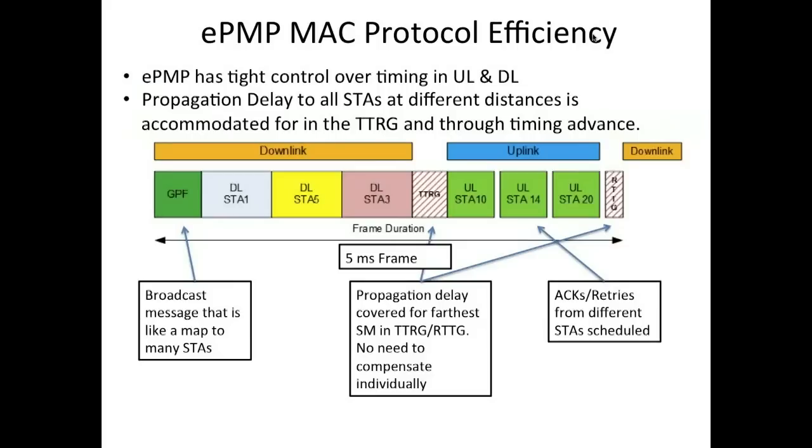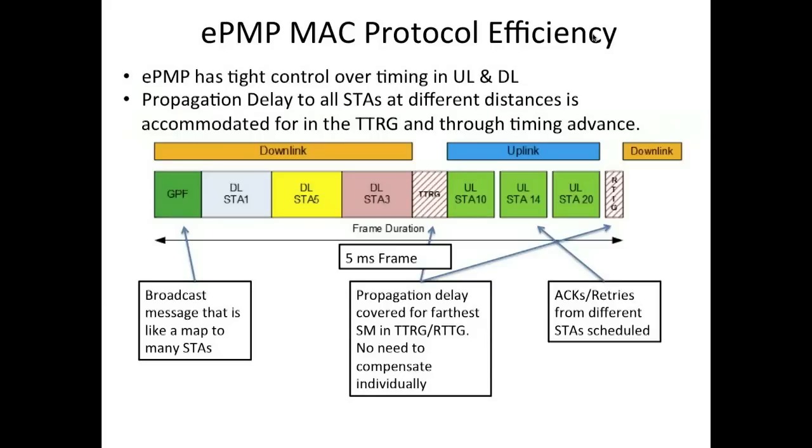And the most important thing out of all of this is that at the beginning of the downlink frame or beginning of any frame, we have the concept of a GPF, which is a group poll frame. And this is the broadcast message which advertises and tells every subscriber who is about to get downlink traffic, and who is allowed to send uplink traffic. So consider the GPF a bit like a Google map that's laying out the lay of the land in terms of who is communicating when.